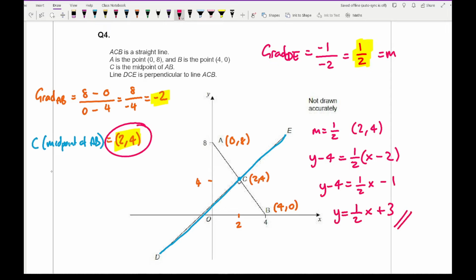And there is my final answer, which looks correct because, again, this value should be between 0 and 4, and as you can see, it is. And I've got my positive gradient going upwards as well.